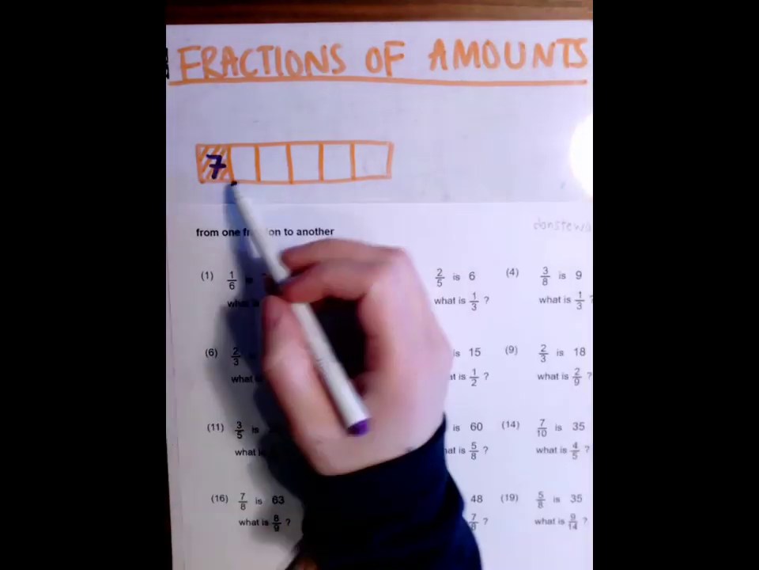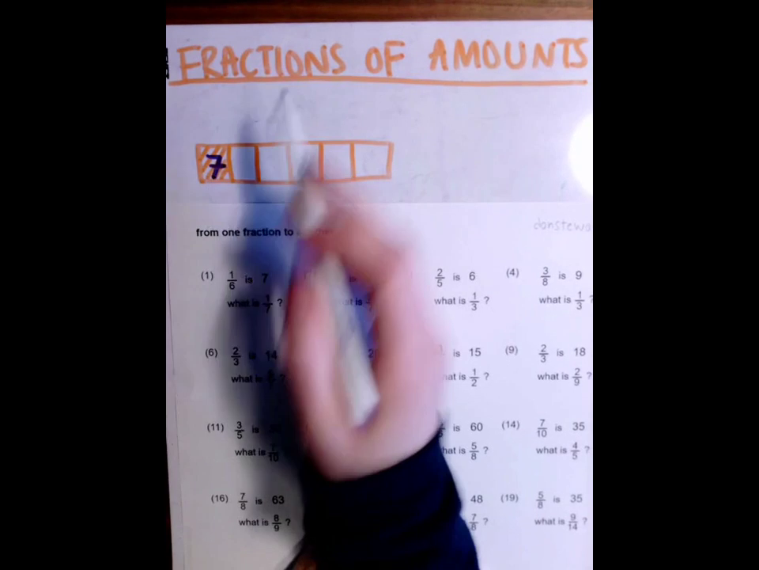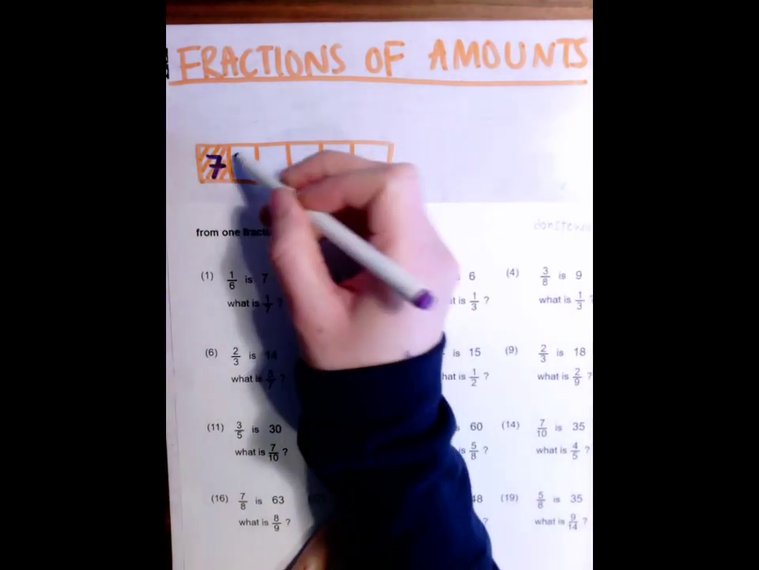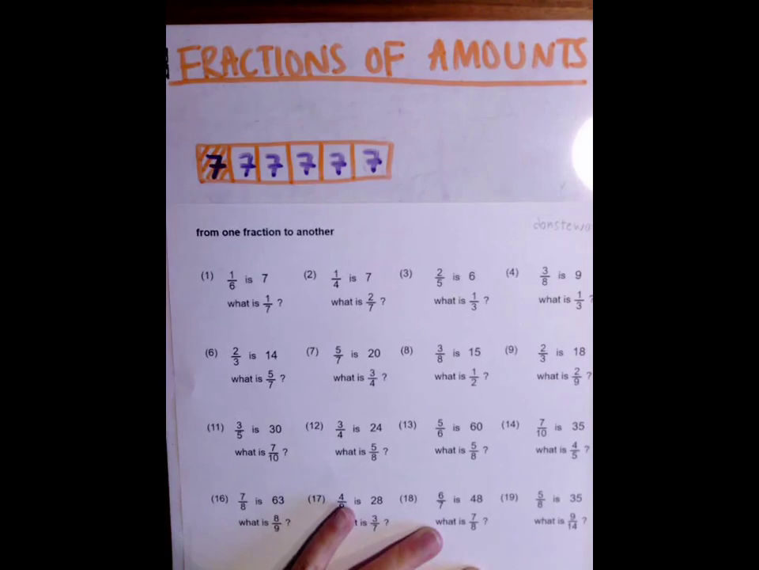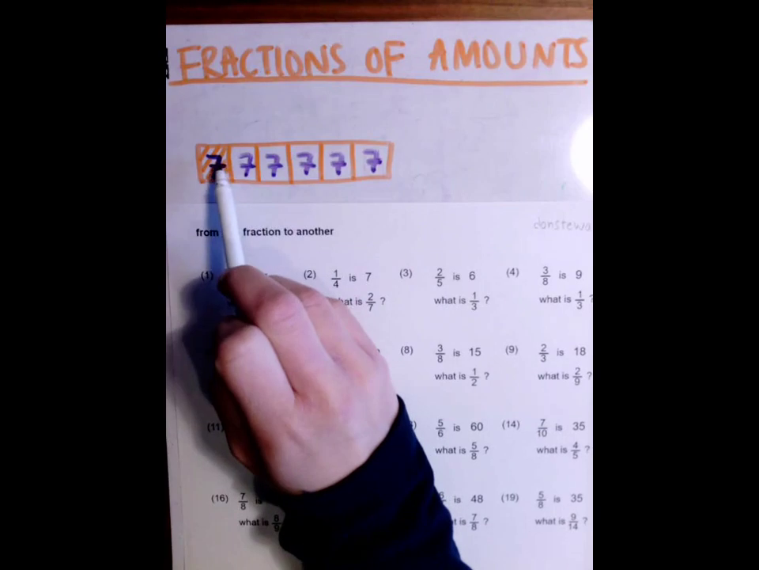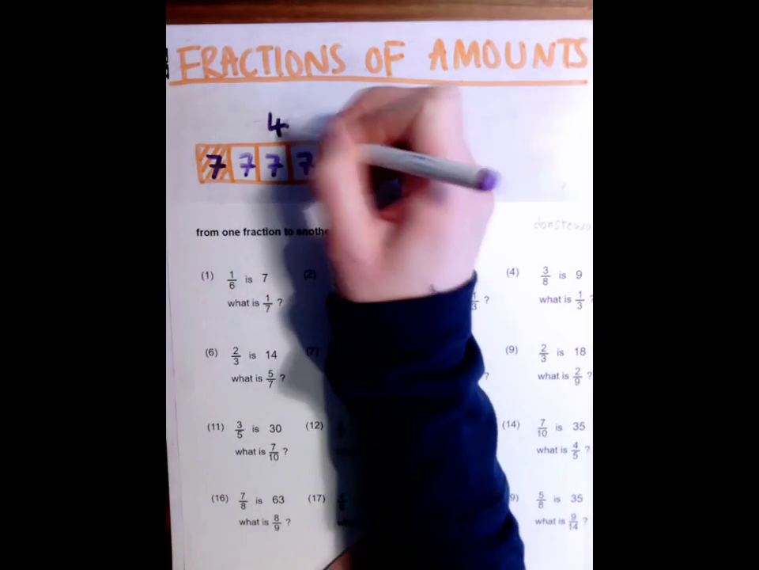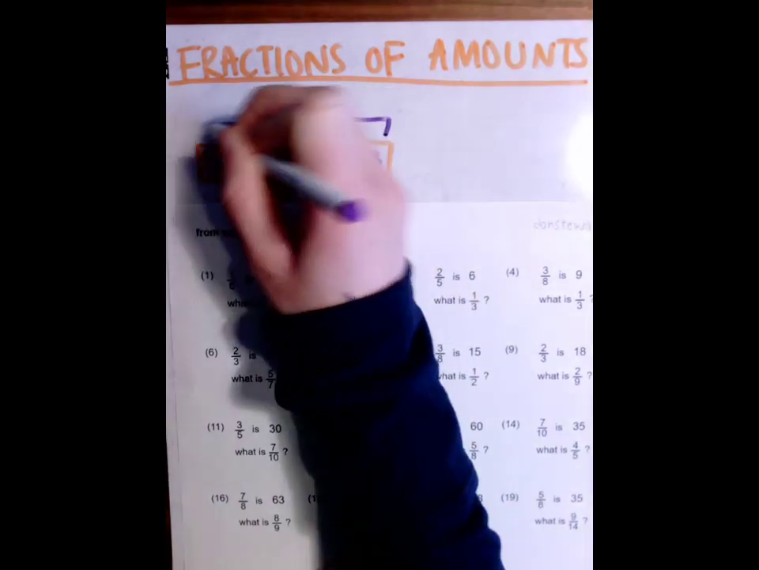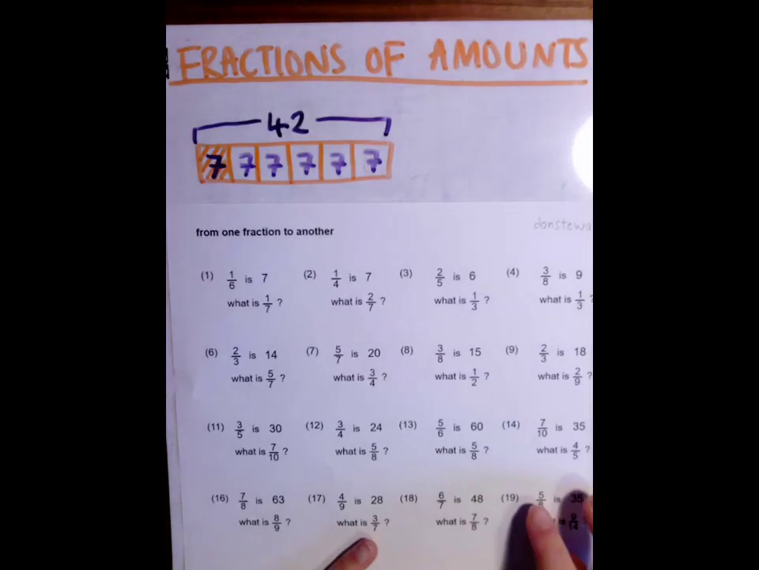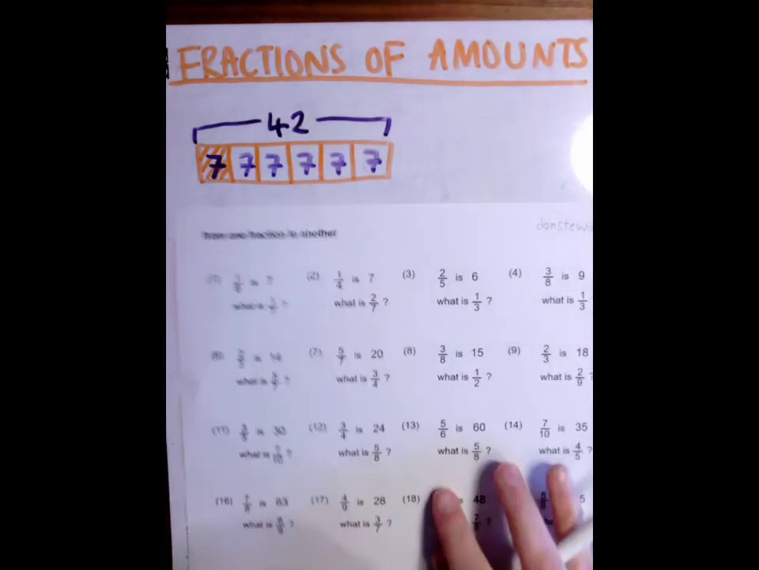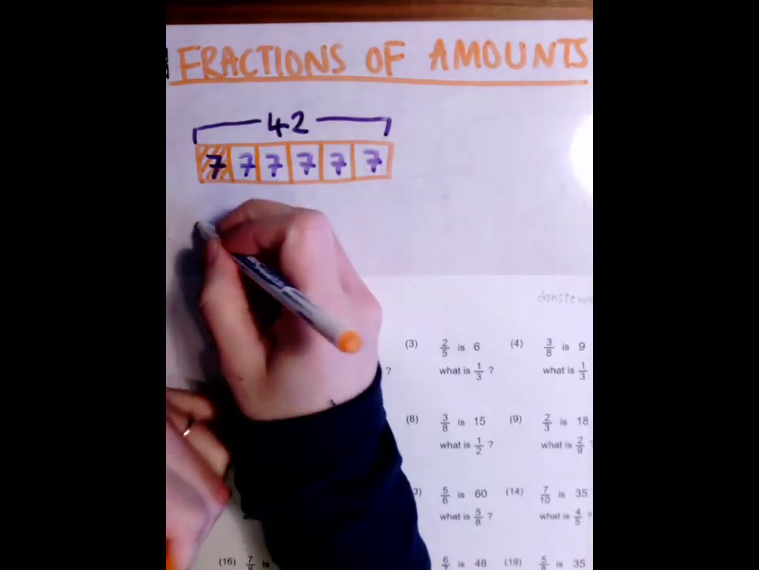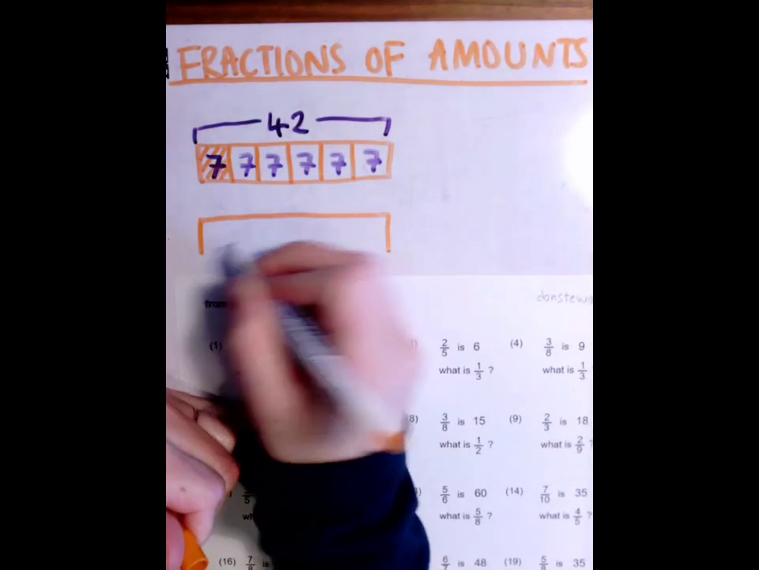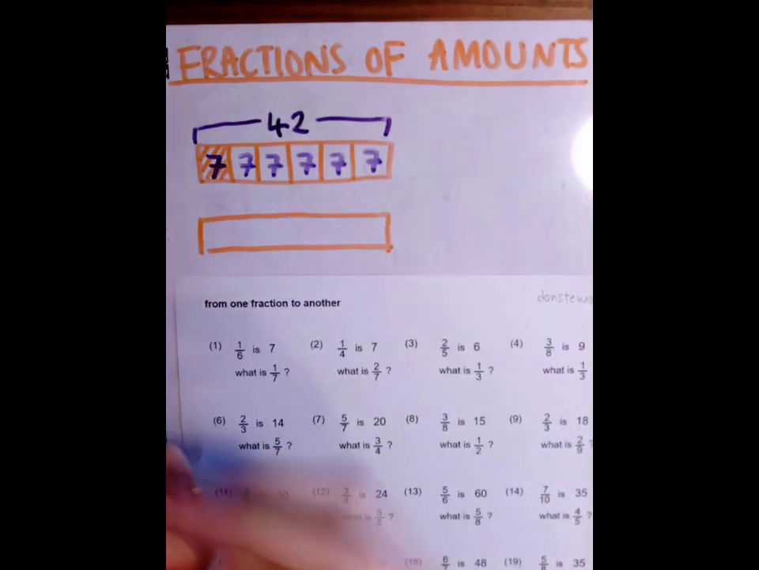Okay, so if 1/6 is worth 7 and all these parts are the same, we could then write 7 in each of the other sections to see how much the whole amount is worth. So then I can see that if I've got 6 7s all together, this bar must be worth 42. So then if I draw out the bar again underneath, making it the same size, because it's still got to be worth 42.